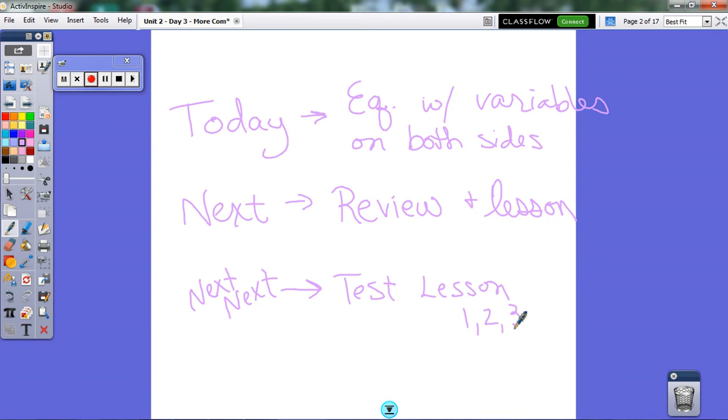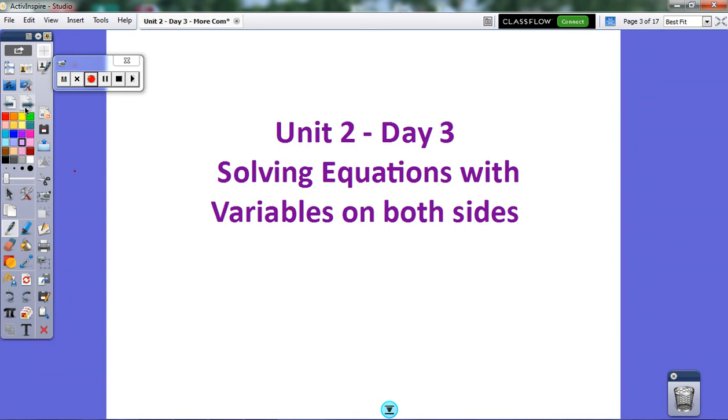Okay, so you have your notebooks out, and if you don't, you're going to get them out right now. So go ahead and get your notebooks out, and you need to label today's notes. Solving equations with variables on both sides.